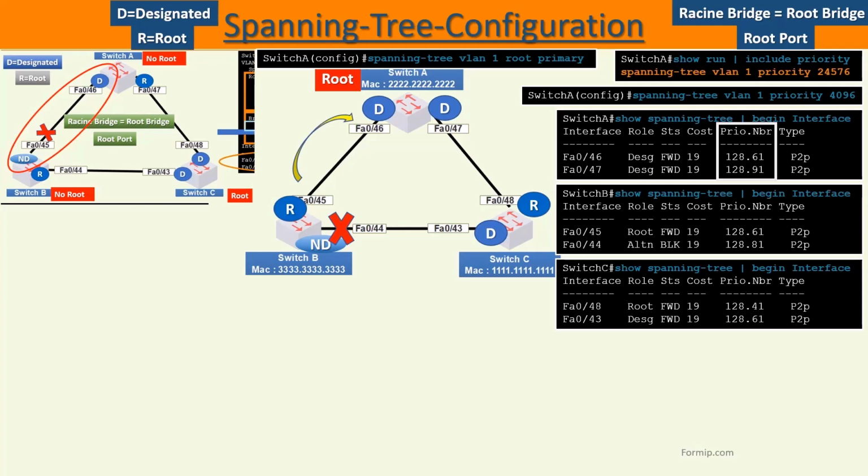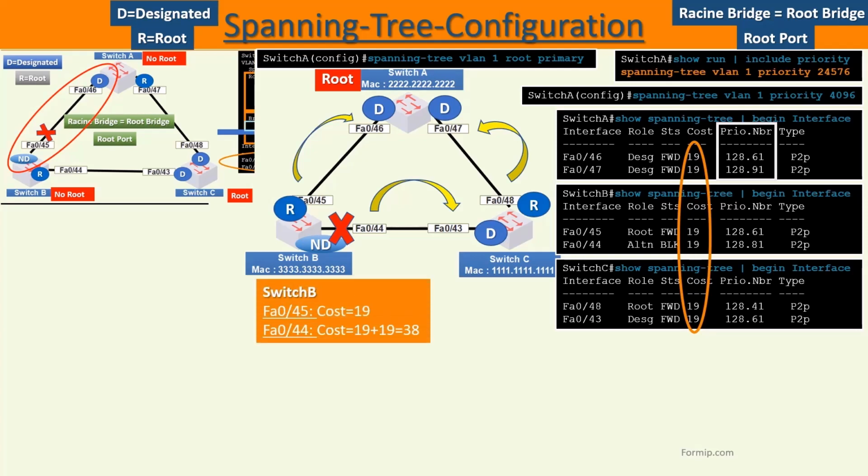Here, switch B goes through port 45 to join the root bridge, which is switch A. What if we want it to go through switch C to join switch A? It is by playing with the cost of the interfaces that we will be able to change our topology. Here, all of our interfaces have a cost of 19. If we place ourselves on the side of switch B, it can reach the root bridge by its interface 45 for a cost of 19, and its interface 44 for a cost of 38. We will therefore modify the cost and see what happens.